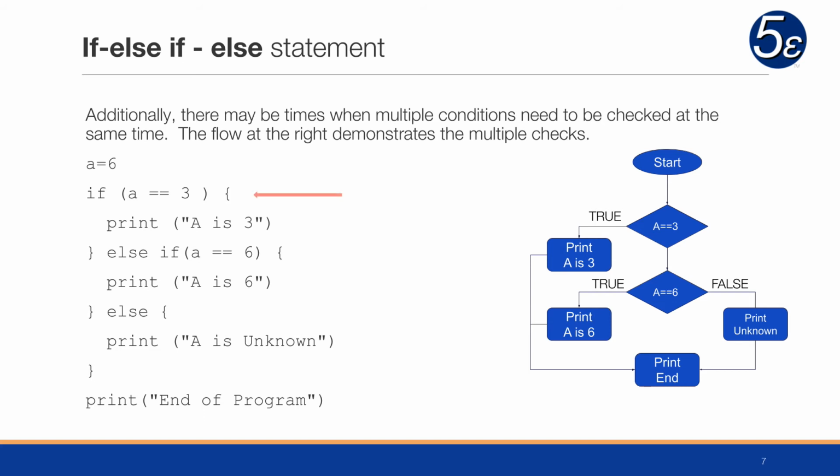Now, if we look at the code, we have if A is equal to 3, then print A is 3. Else, and now we will do another if statement, if A is equal to 6. And if it is, it will print out A is 6. Else, print A is unknown. And then at the end, it prints end of program. So you can see here that we have our primary if condition, and if that is not true, in our else, we then have an if statement. If A is equal to 6, then print A is 6. Otherwise, we print it's unknown.